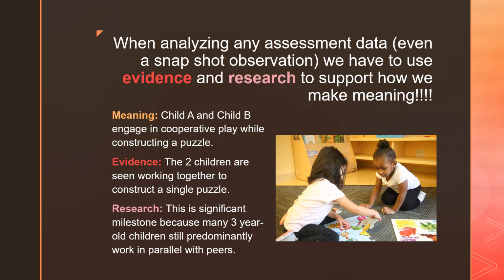So my analysis is child A and child B engage in cooperative play while constructing a puzzle. The 2 children are seen working together to construct a single puzzle. This is a significant milestone because many 3-year-old children still predominantly work in parallel with peers. Because we see both girls focused on and engaged in a single puzzle, especially because there's a second puzzle available in the photograph, we can be assured that these 2 girls are actually engaging in cooperative play. They have joint attention on the puzzle, as opposed to parallel play in which we would see both girls building puzzles next to each other.